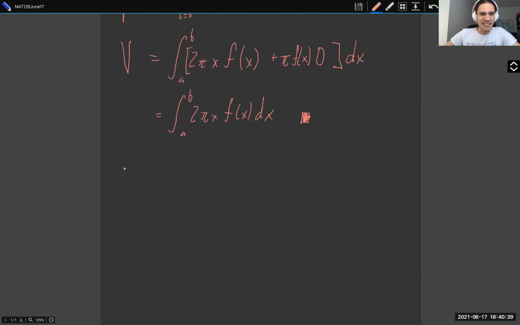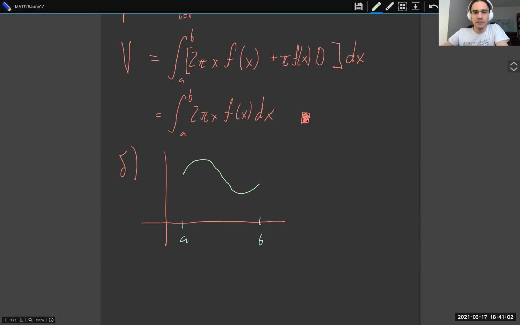Okay, let's do delta, the next thing. So imagine that I have some curve. So let's say this is my x-axis. This is my y-axis. This is my x-axis. And I have some curve. Let's say this is A, this is B. And it looks like this. Now, let's say I take this interval and I break it up into several pieces.